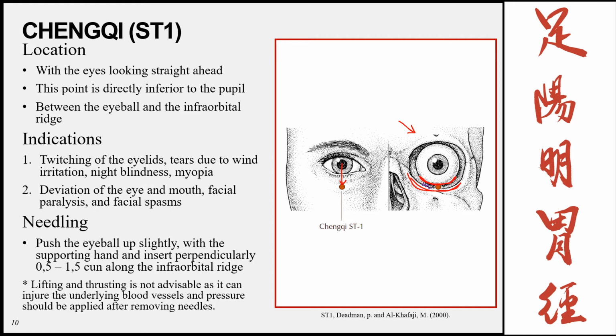And then stomach 1 can be used for conditions affecting the eye, such as twitching of the eyelids, tears due to wind irritation, night blindness, or myopia. It can also be used for disorders of the eye and mouth, such as deviation of the eye and mouth, facial paralysis, and facial spasms.